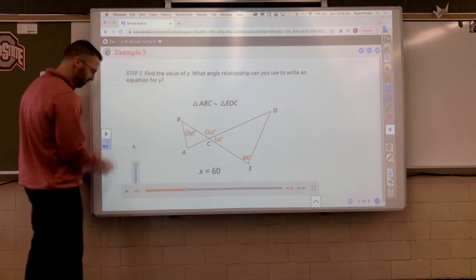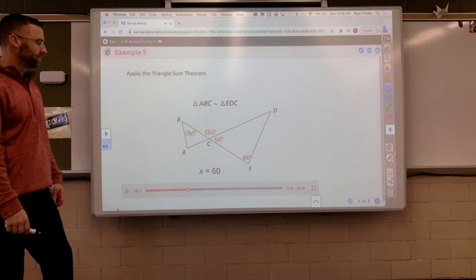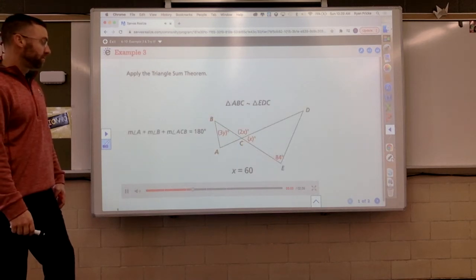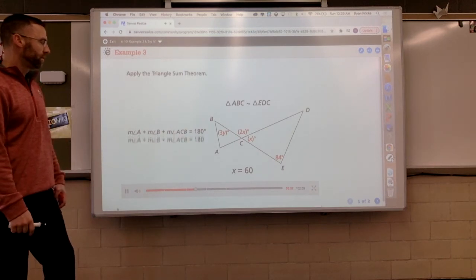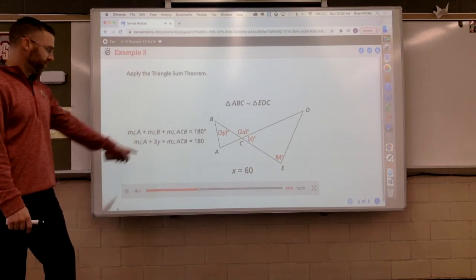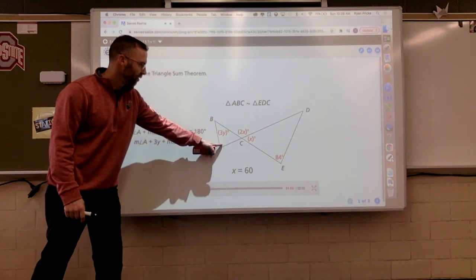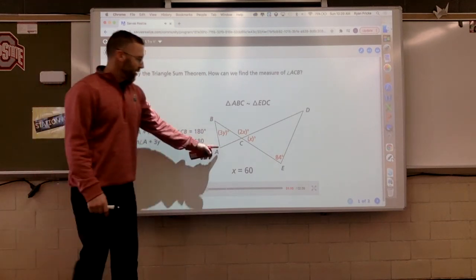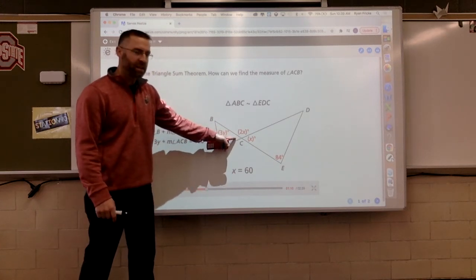Apply the triangle sum theorem. The sum of the three angles of triangle ABC is equal to 180 degrees. We know that the angle measure of angle B is equal to 3 times y degrees. So now we need to find the measures of the other two angles. We know this. How can we find the measure of angle ACB? That's this angle, ACB. How can we find this angle here?